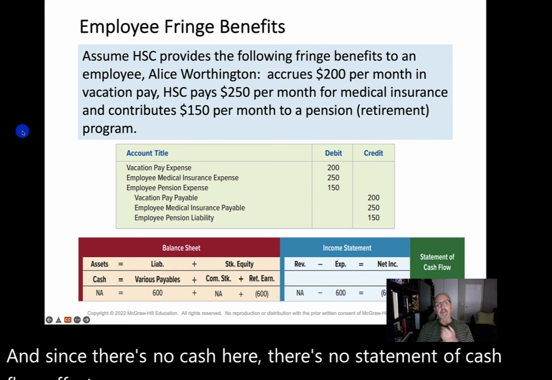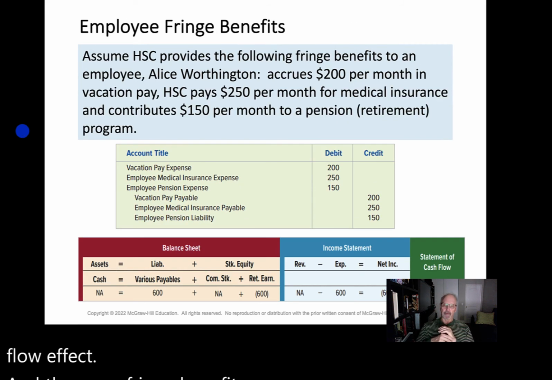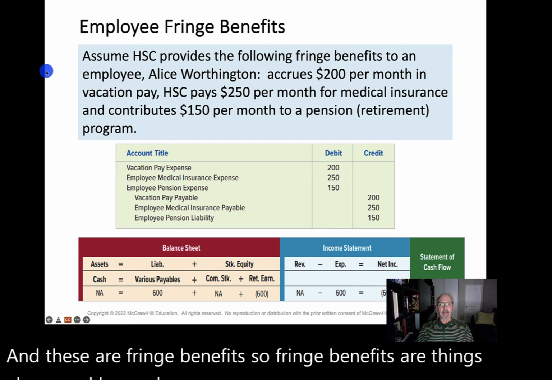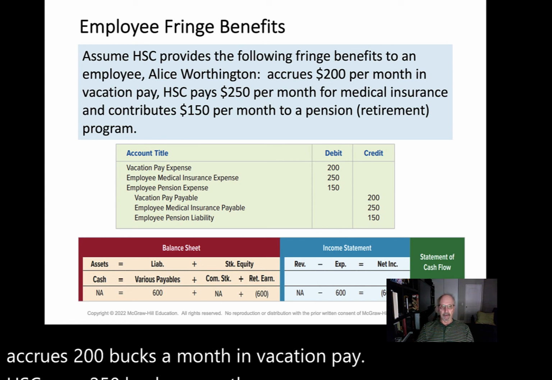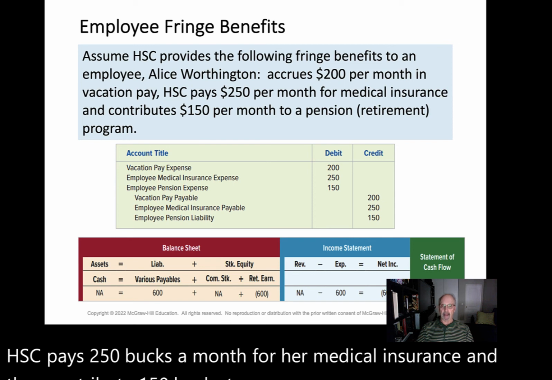And these are fringe benefits. So fringe benefits are things above and beyond your gross. In this case, Alice Worthington accrues $200 a month in vacation pay. HSC pays $250 a month for her medical insurance, and they contribute $150 to a pension plan.